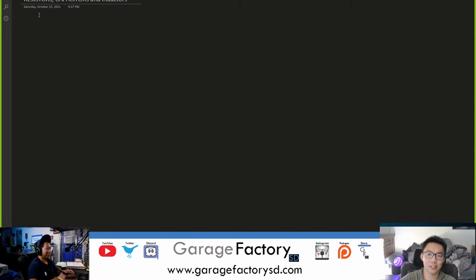Question for Richard. Why do you write all capitals for resistor and capacitor but not inductor? You hate inductor? Alright, let me change that. Okay.